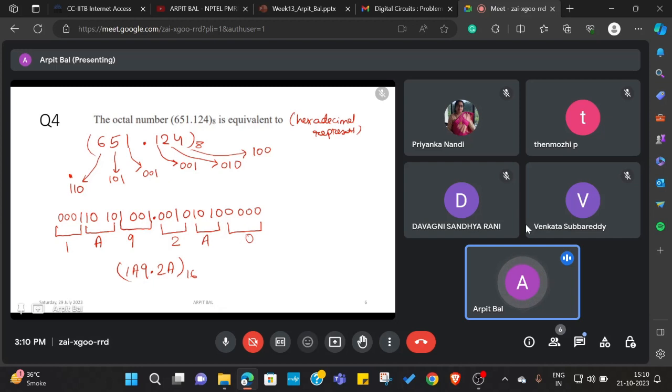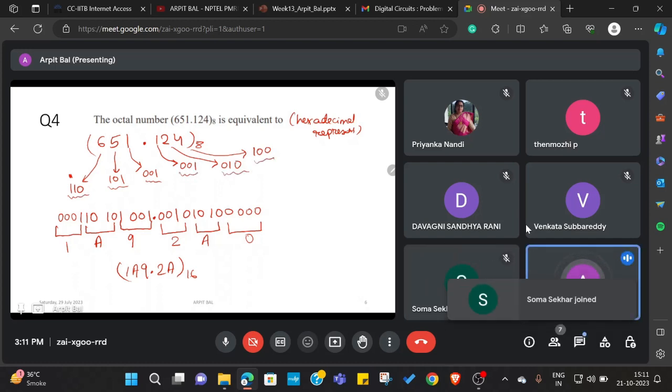The next question is related to octal numbers. If 651.124 is given in octal, we have to represent it in hexadecimal. The first thing we are going to do is convert the octal numbers into equivalent binary using 3 bits at a time, because it is octal. So I convert 6 as 110, 5 as 101, 1 as 001, 1 as 001, 2 as 010, 4 as 100.